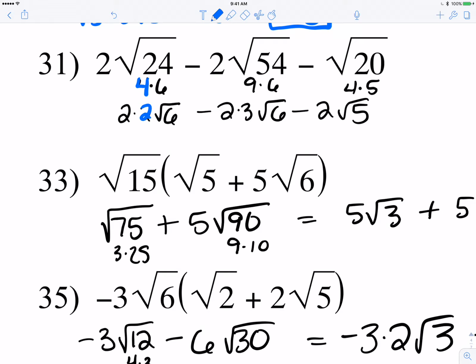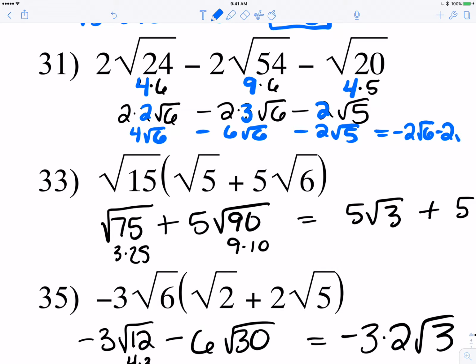Okay, minus 2 times square root of 9 is 3. So that's how we got the 3 out. And 6 stays underneath the square root sign. Minus 2 comes from taking the square root of 4. 5 stays underneath the square root sign. So that gives us 4 square roots of 6 minus 6 square roots of 6 minus 2 square roots of 5. So the first two terms can be put together. 4 minus 6 is negative 2 square roots of 6. Minus 2 square roots of 5 cannot be combined, so it stays as it is.